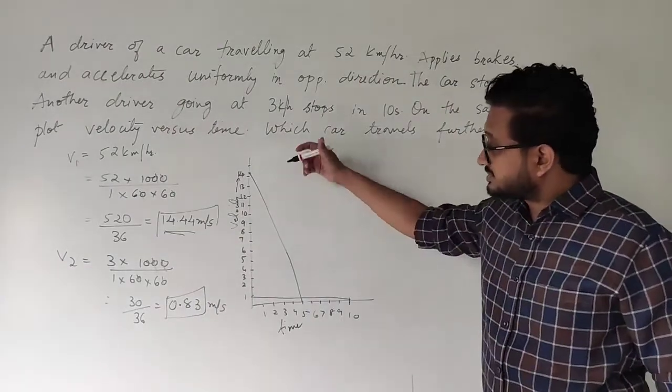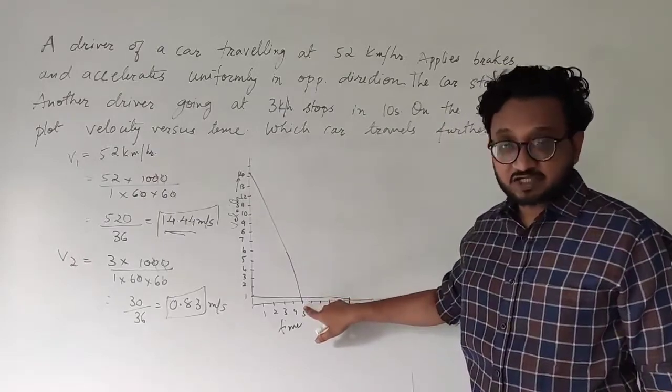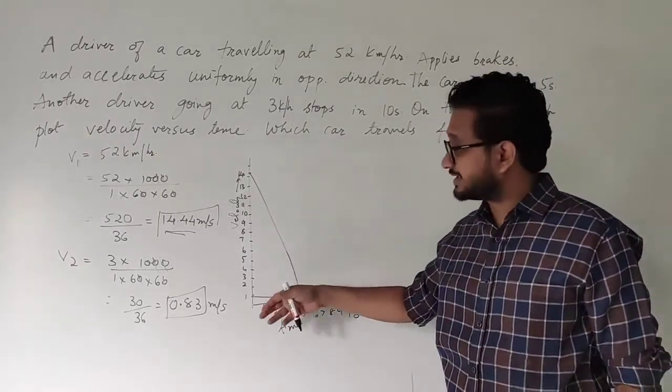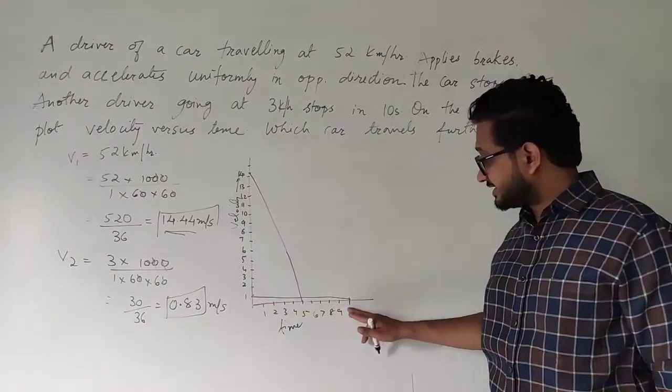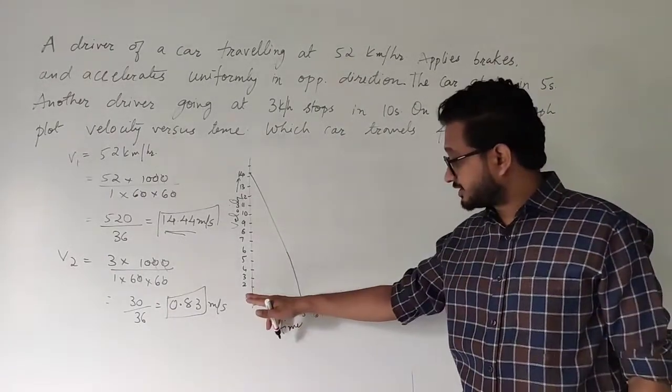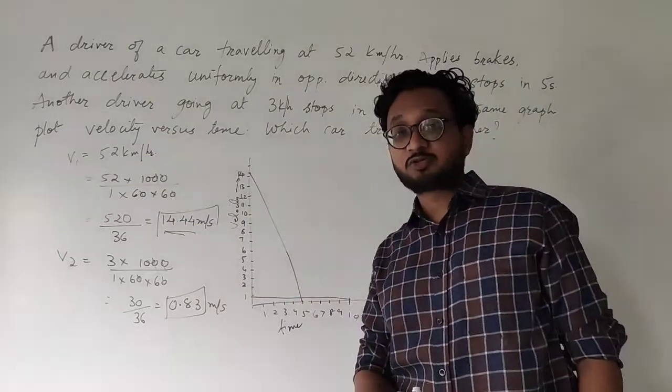We have the first velocity, 14.4 meters per second, taking 5 seconds, so we have plotted a graph like this. The second one is just 0.83 meters per second, which is below 1, and it takes 10 seconds. So I have plotted a graph from 0.83 to 10. We have done both the graphs.